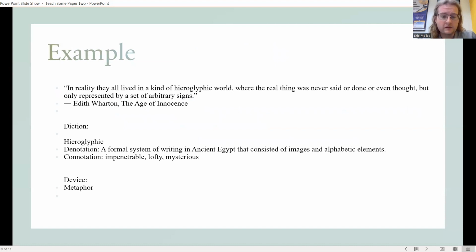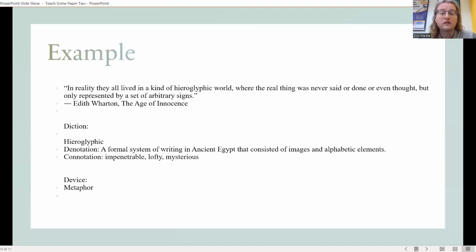So here I have a passage from Edith Wharton, The Age of Innocence. "In reality, they all lived in a kind of hieroglyphic world where the real thing was never said or done or even thought, but only represented by a set of arbitrary signs."